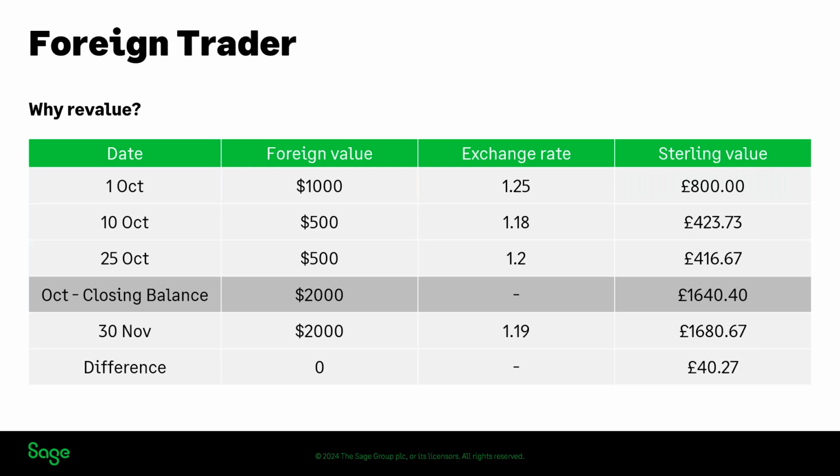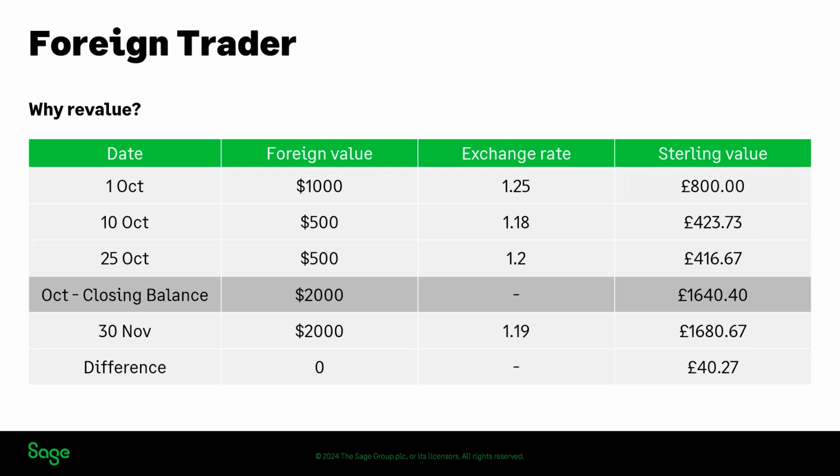On the 10th of October, we introduced another $500, this time at the exchange rate of 1.18. So equivalent value, £423.73. 25th of October, another $500. Again, exchange rates do fluctuate, unfortunately. So 1.2, value of that one in sterling, in your base currency, 416.67.